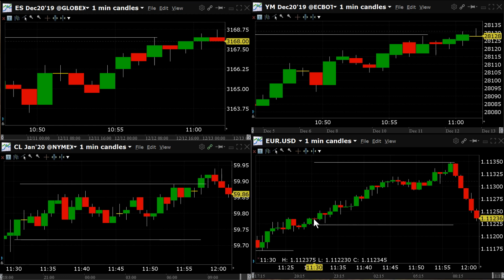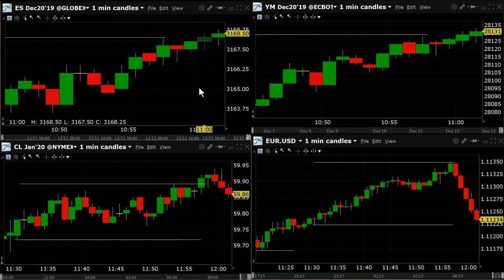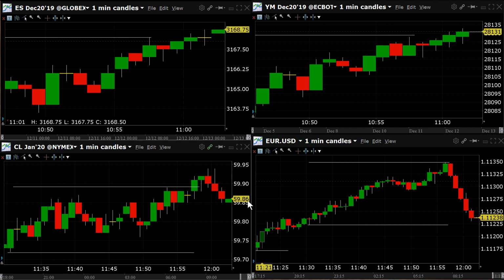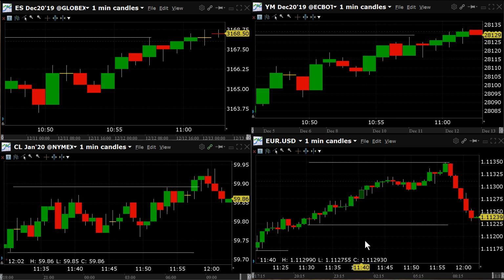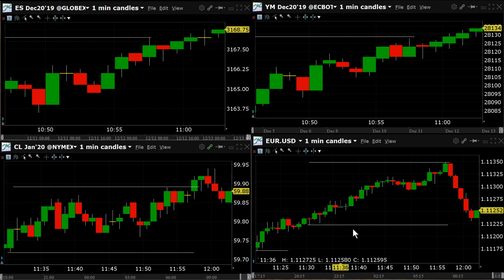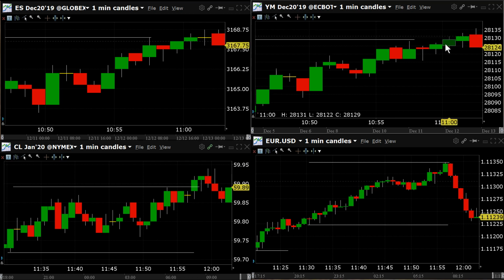Euro US dollar goes short at 222. Long signal on ES and YM. Short signal on CL. Short signal on Euro US dollar. Looking for the break. Hit 222. Okay, watch out. YM goes offset entry to go short at 121.